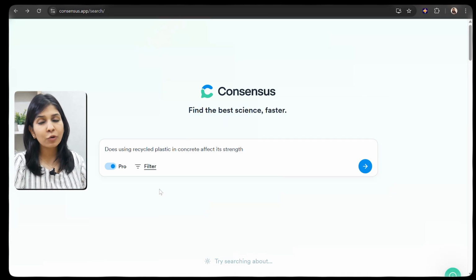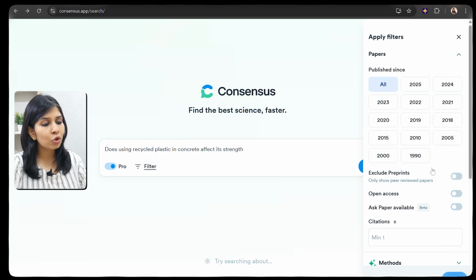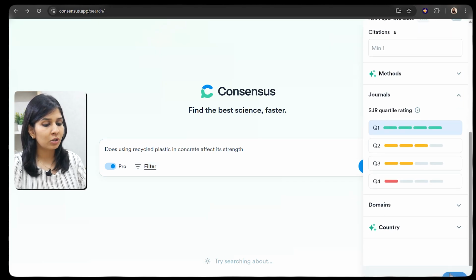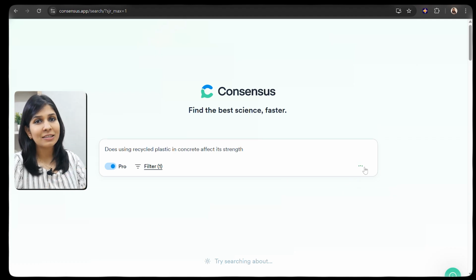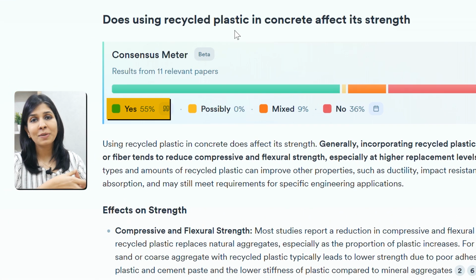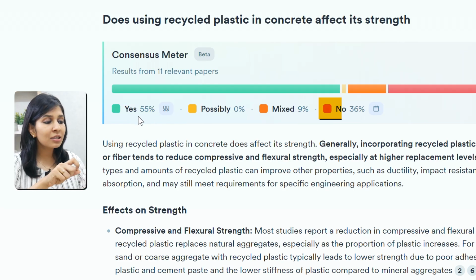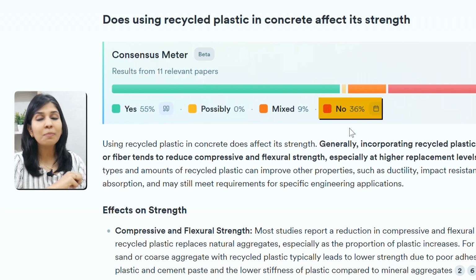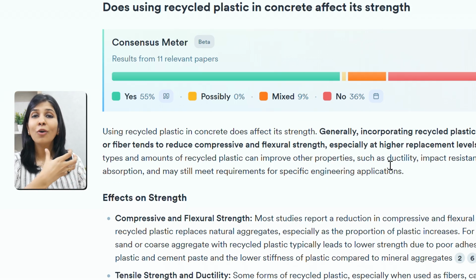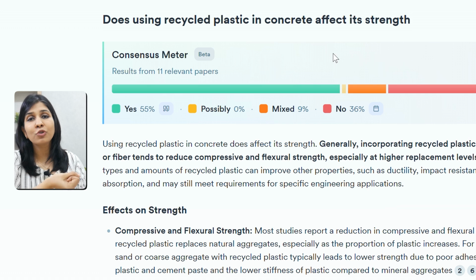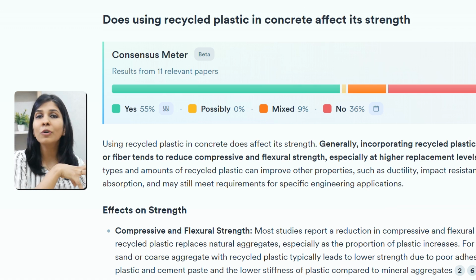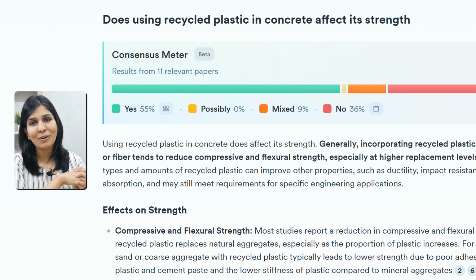So now I'm going to apply this filter where I'm going to tell Consensus that I want you to consider only the Q1 quality journals and no other journals for this particular study. And now let's see what the consensus meter has to say. 55% papers say yes, 36% papers say no, and 9% have a mixed opinion. So now we are getting more clarity that good quality papers or papers published in good journals are bending more towards the yes as compared to a no, right?